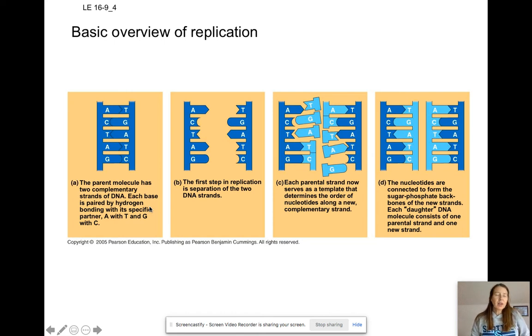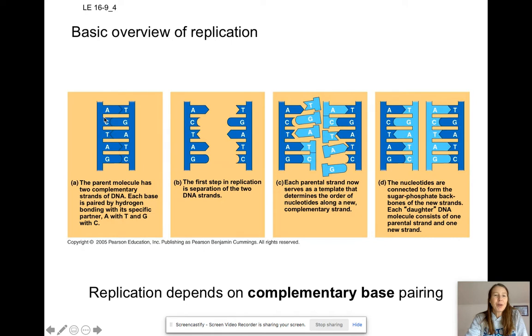All right, we're going to take a quick look at replication. This is more for the core in the SL level, but just the basics of replication depend on the fact that DNA structure involves these complementary base pairs, right? So if we have an original parent molecule of DNA, which is made up of two strands, because we know DNA is a double helix made of two strands.